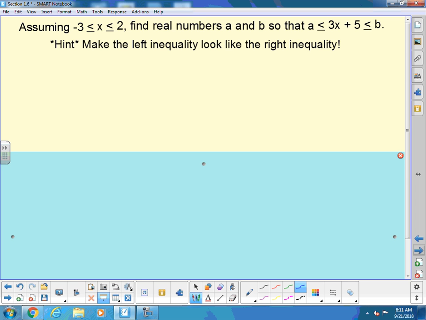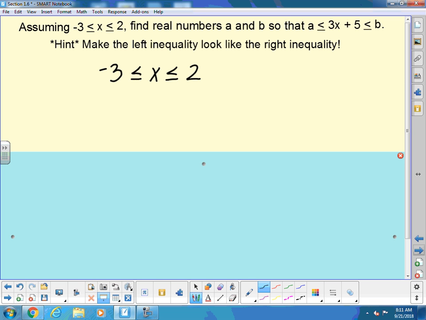And you're told the solution: x is between -3 and 2. That's the answer. We're trying to work backwards to figure out what the original a and b are in the problem. What were the original restrictions on 3x plus 5? My hint to you here is start with your known, this guy, and make it look like that guy. If I can make it look like that, what I have at the end, I'll be able to see what those a and b values are.